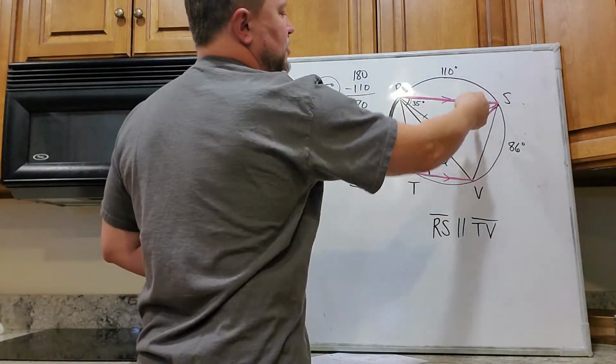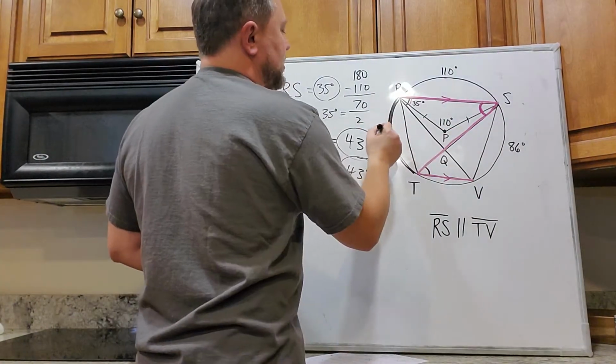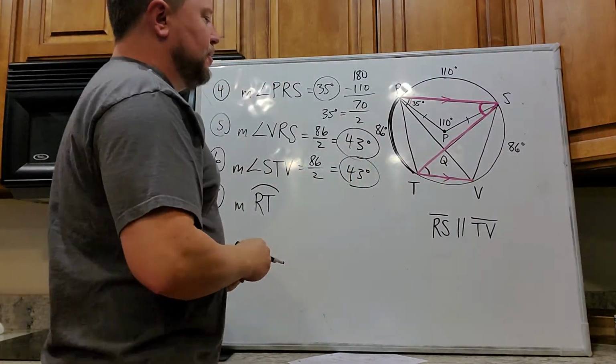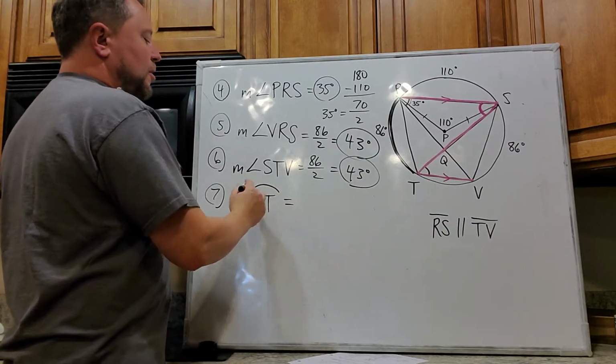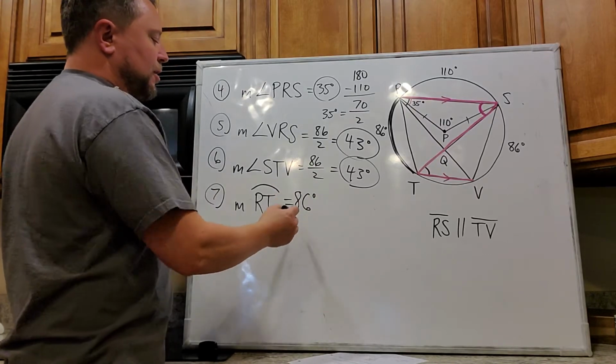So if the angles are the same, shouldn't the arcs be the same as well? If that's 86, this is 86. So the measure of arc RT is 86 degrees.